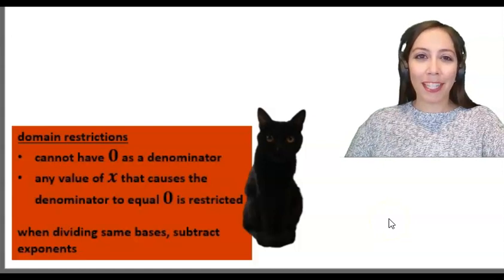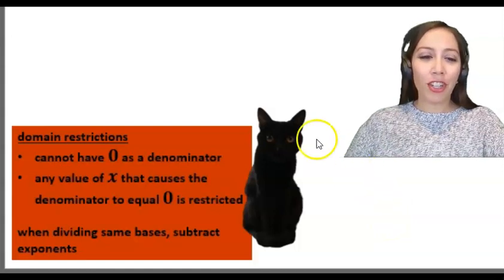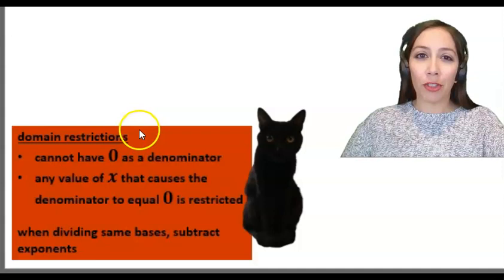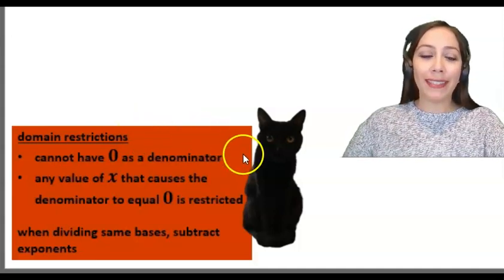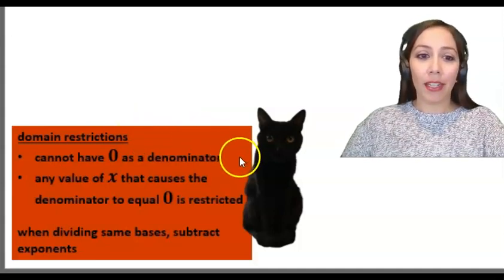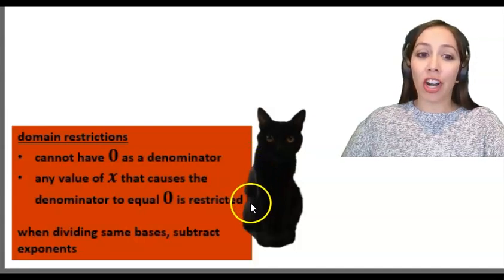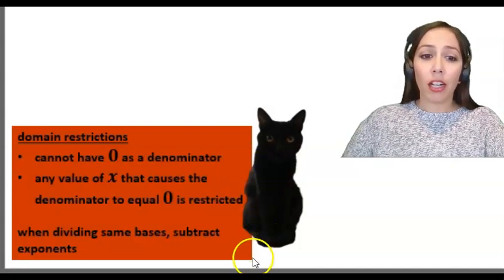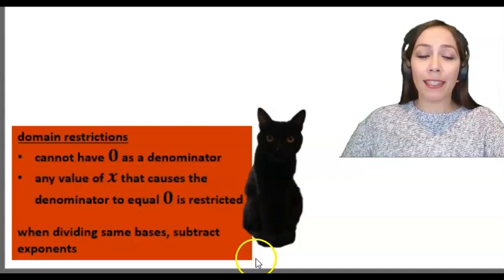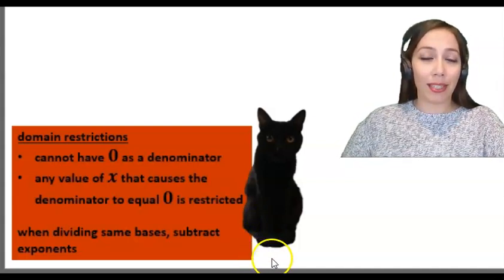Chloe is here with her latest cheat sheet notes. She wants you to know that when you are looking for domain restrictions, you cannot have a 0 as the denominator. Also, any value of x that causes the denominator to equal 0 is definitely restricted. Also, when you're dividing by same bases, you subtract the exponents.